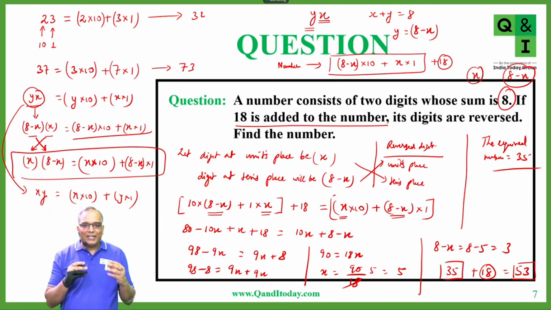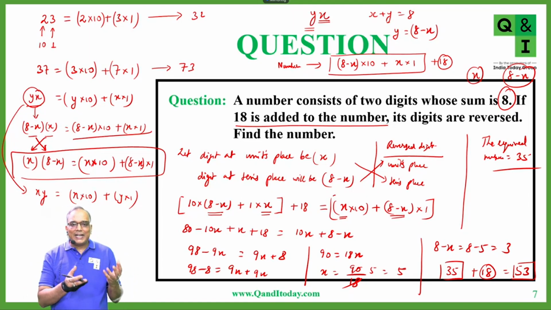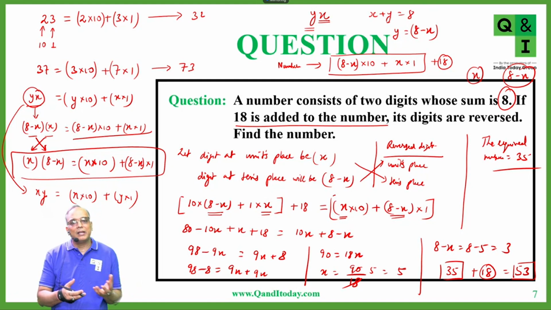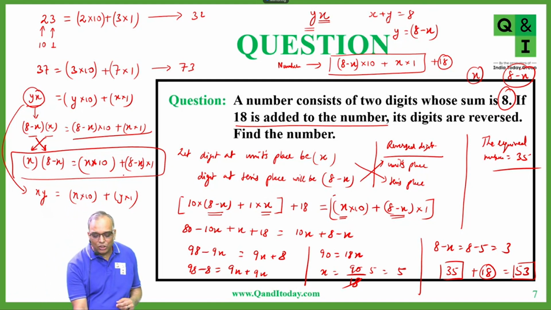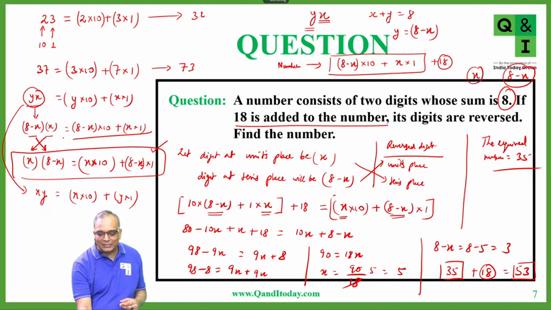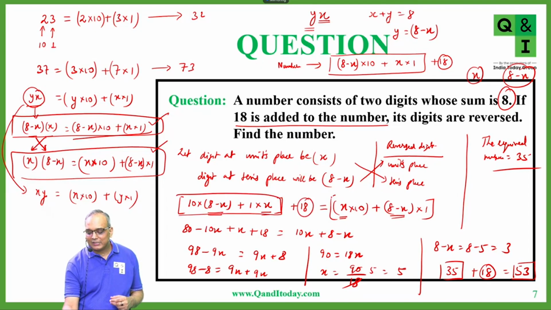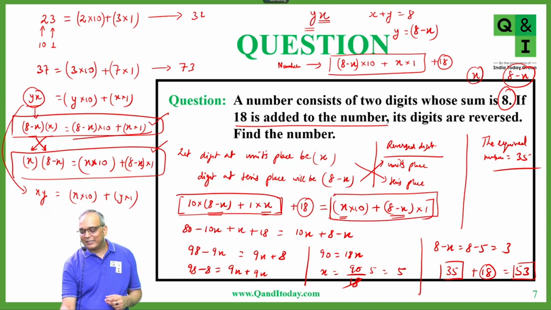So now the value of this number: the digit at tens place will be multiplied by 10 and the digit at units place will be multiplied by 1. So this is the value of that number and this was the value of the original number. Now, if I add 18 to the original number, I will get a number where the digits are reversed.